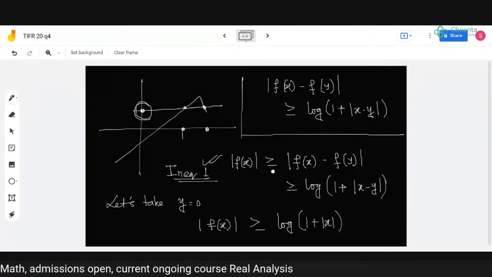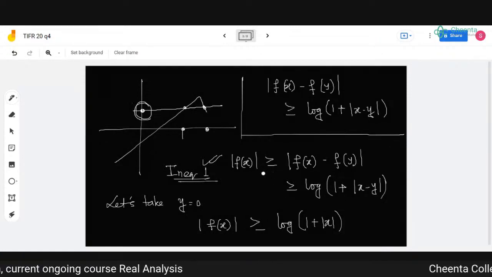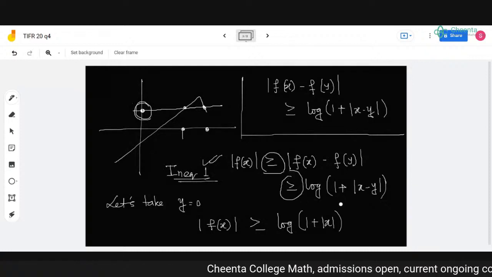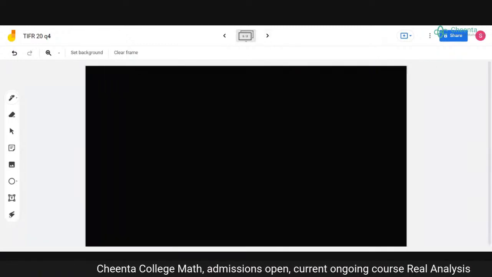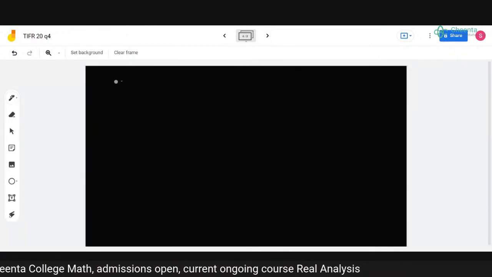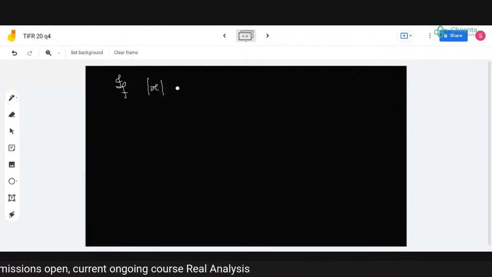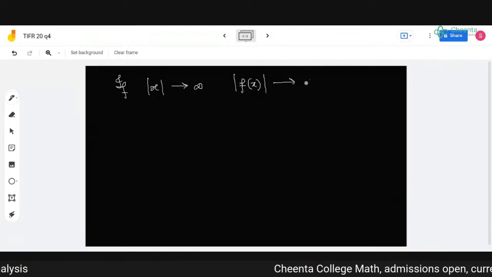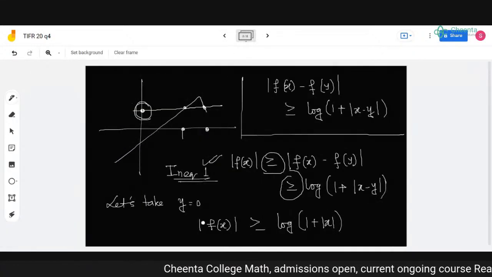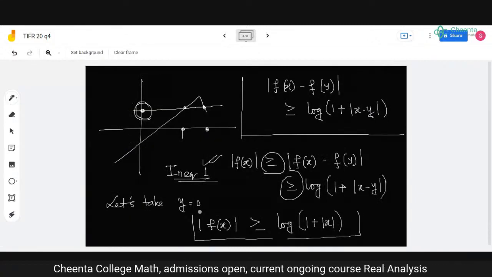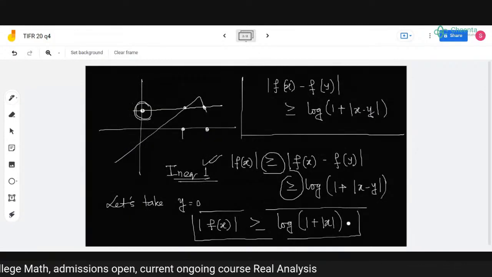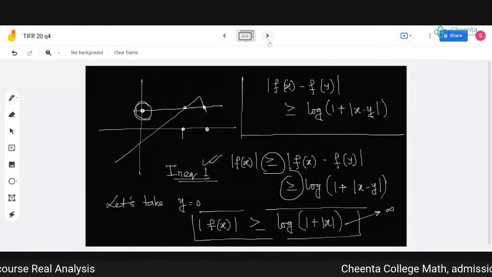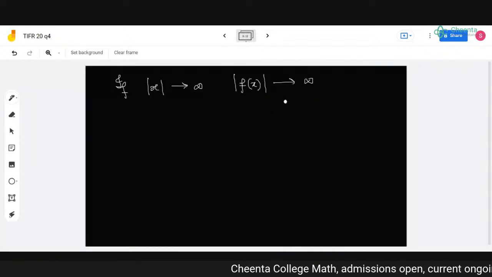I'm just putting these two inequalities in one place. From here, you can see that if mod x tends to infinity, then mod of f of x also tends to infinity because of this last inequality. Because if mod x tends to infinity, then the right hand side shoots to infinity. So mod of f of x is greater than or equal to infinity. That means mod of f of x is also tending to infinity.